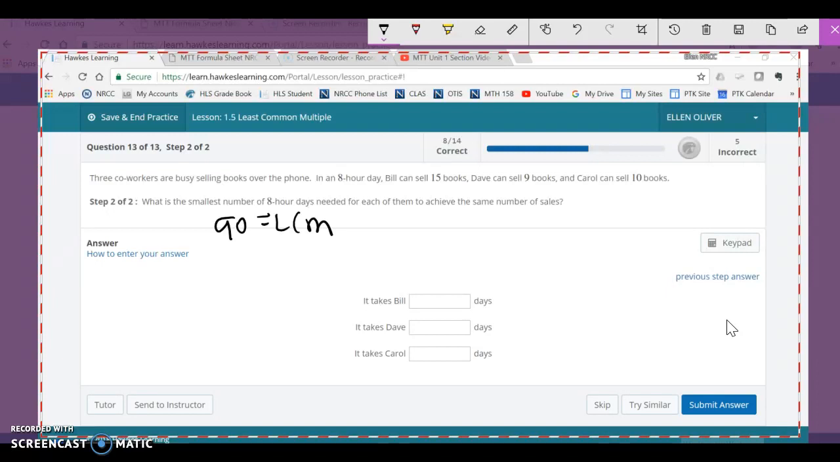So in other words, you want to know how many days will it take Bill to sell 90 books? Well, how many times does 15 go into 90? 1, 2, 3, 4, 5, 6. Dave sells 9 in a given day. How many days will it take him to sell 90? Well, 90 divided by 9 is 10. And Carol sells 10 books a day. So it's going to take her 9 days.